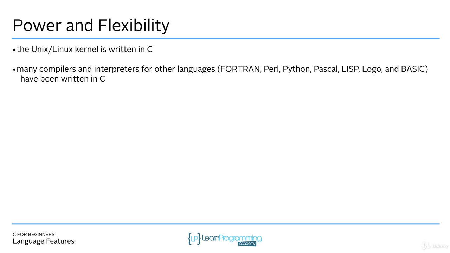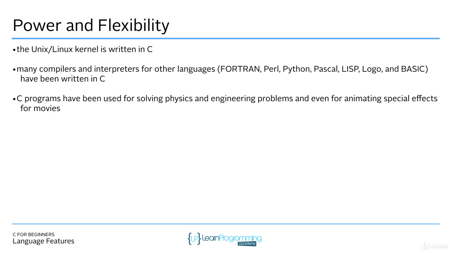So many compilers and interpreters for other languages are built on C or have been written in C. So if that doesn't tell you the powerful nature of the language, I don't know what will. But Fortran, Perl, Python, any compilers that are written in those type of languages are written in C. So C programs have been used for solving physics and engineering problems and even for animating special effects for movies. Widely used for many different things.